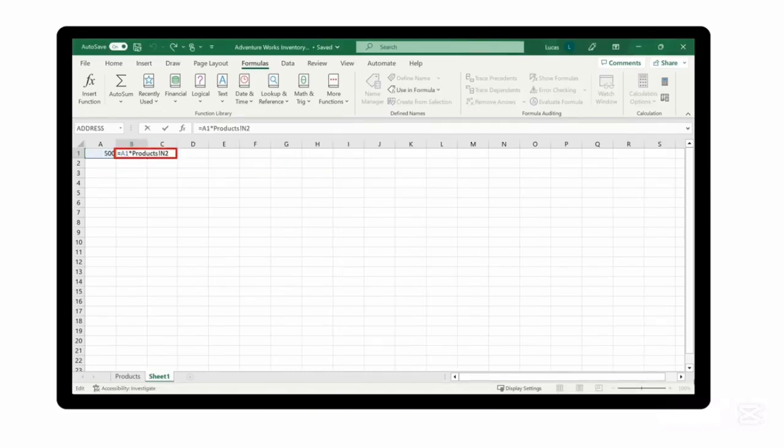A formula can also refer to a cell in another sheet. This reference must include the worksheet name followed by an exclamation mark. This other worksheet can be in the same workbook or in another Excel file. References to cells in other workbooks are called links or external references. The formula in this screenshot references the products sheet within the same workbook.